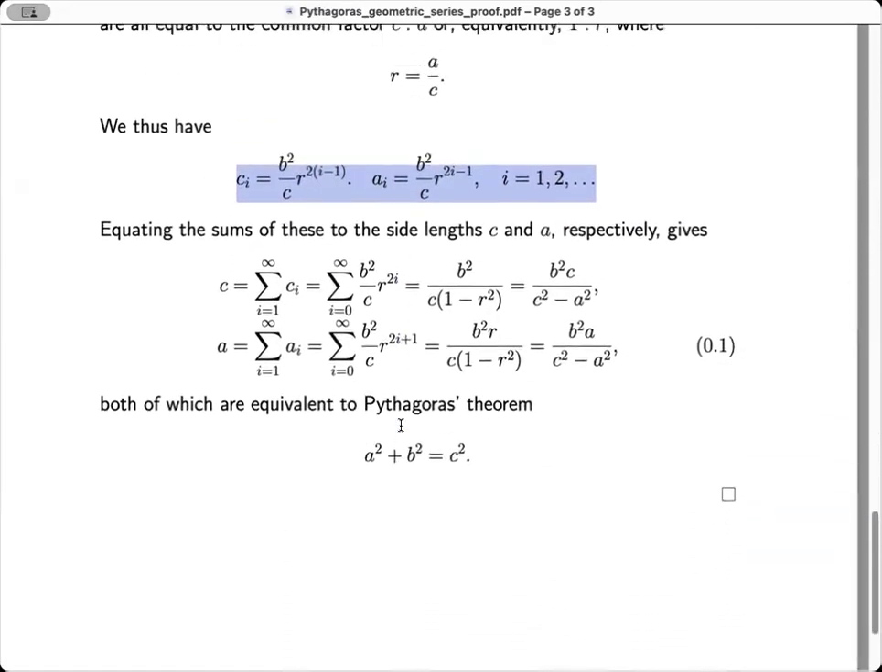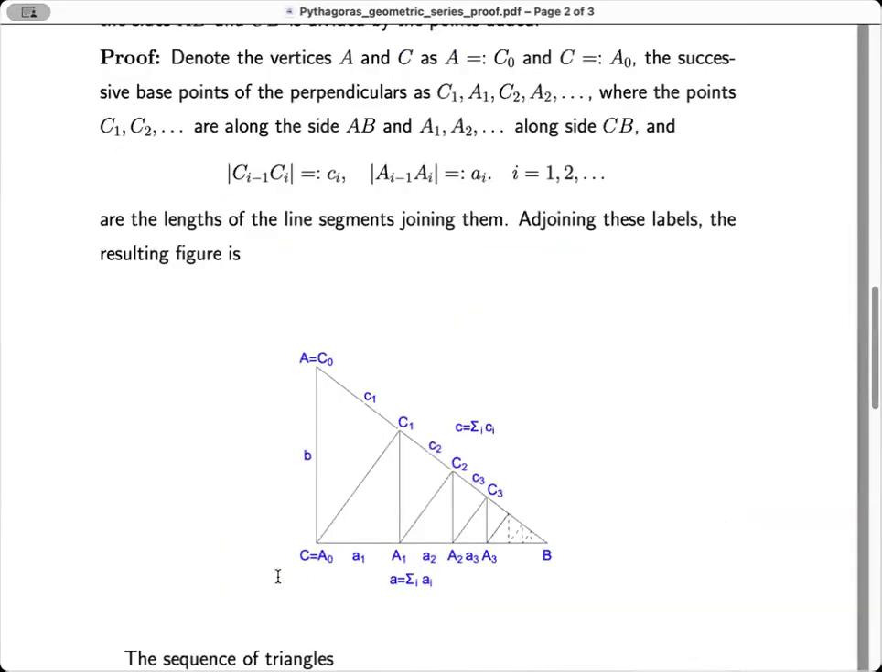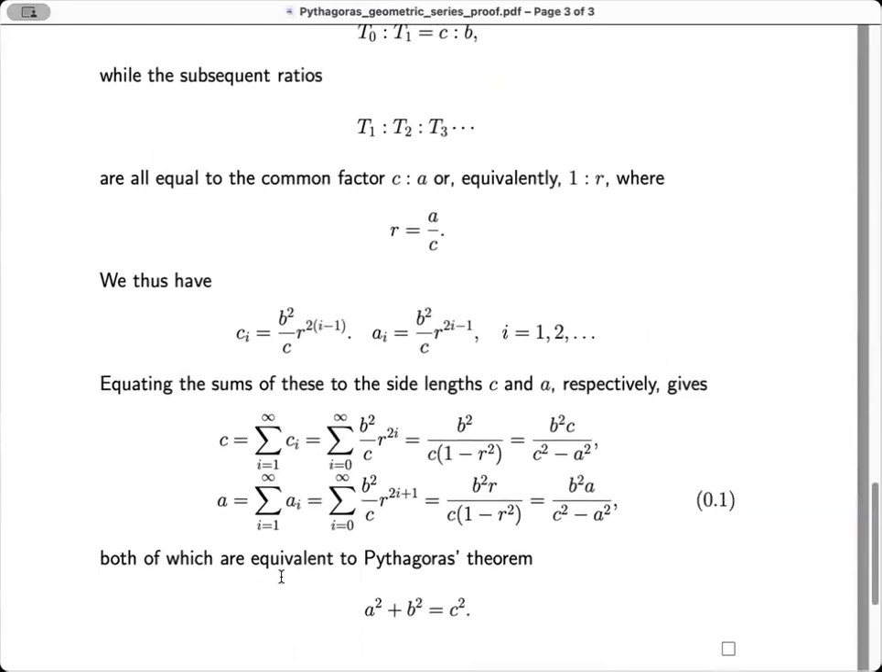So now we take these expressions for the segments that are formed along the hypotenuse and along the base, and we add them up. And they, of course, must add up to the length of the hypotenuse and the length of the base. So we have the following sum. We sum all of the ci's, and that is a geometric series with common ratio equal to r squared. It's equal to b squared over c times r to the 2i, so that's r squared to the i, summed from i equals 0 to infinity. And there's a very simple formula which gives this geometric sum. It's just equal to 1 over 1 minus r squared.